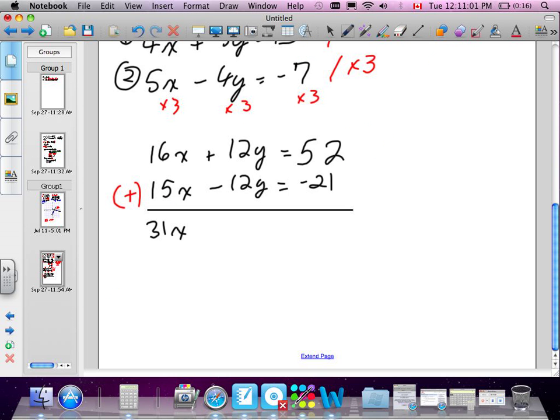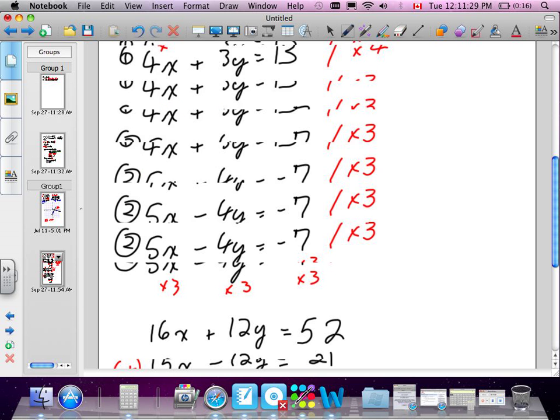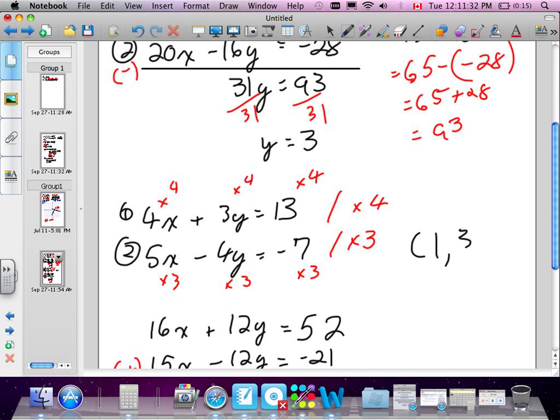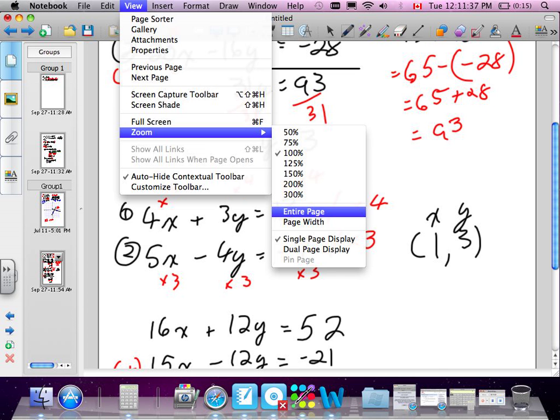Okay? So I'm going to be adding all of these terms. 16x plus 15x is 31x. Positive 12y minus 12y is 0. And 52 plus negative 21, which is the same as 52 minus 21, is 31. I'll bring the 31x over. And we end up with x being the value of 1. So our two values were x is 1 and y is 3 for our elimination.